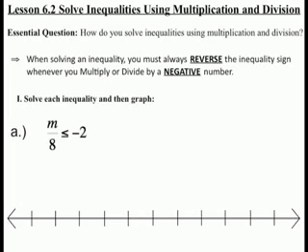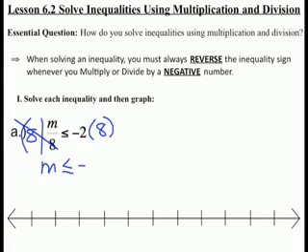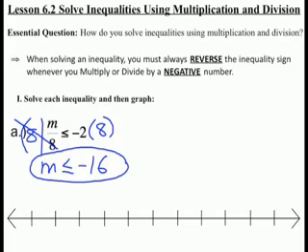to negative 2. Well, we will treat this just as if it were an equation we were solving. If you divide by 8, you have to undo that by multiplying both sides by 8. The 8's cancel each other out on the left side. We're left with m is less than or equal to negative 2 times 8, which is negative 16.